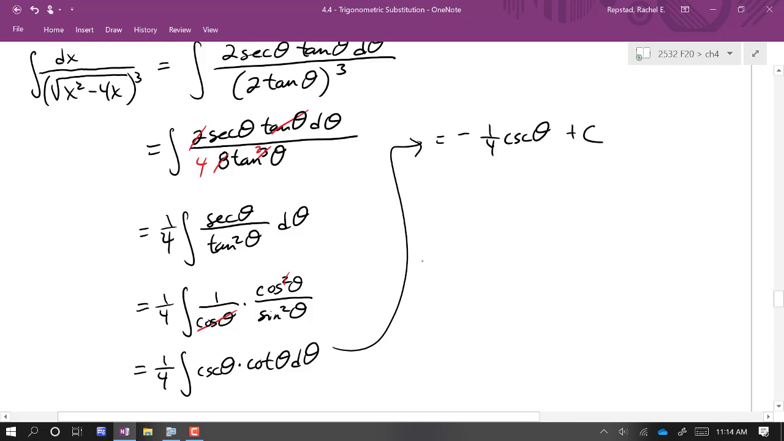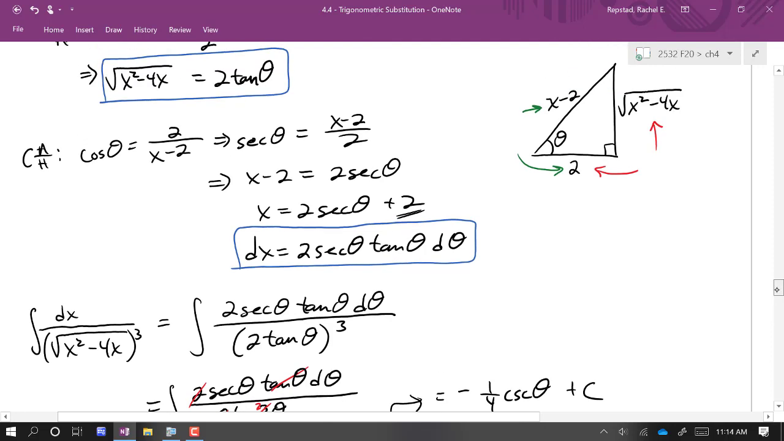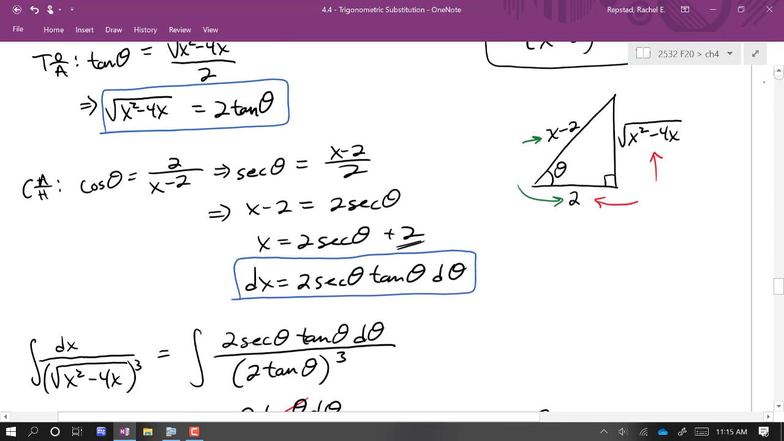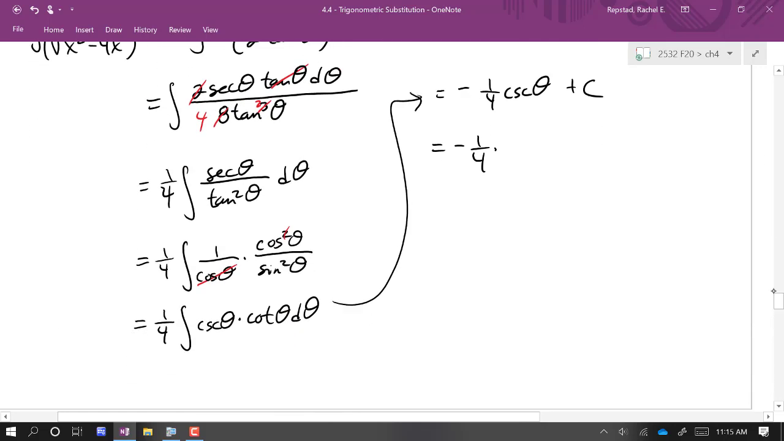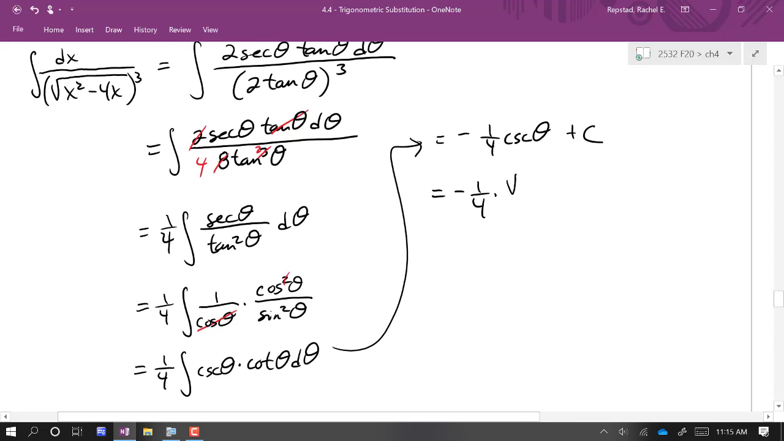Now we're not quite done. Again, we started with an integral with x's. We want a result that is a function of x, not a function of theta. So cosecant is the reciprocal of sine. I'm going to go back up here to the triangle. SOHCAHTOA tells us that sine theta is the radical over x minus 2. So cosecant will be the reciprocal of that. This will be x minus 2 divided by the radical.